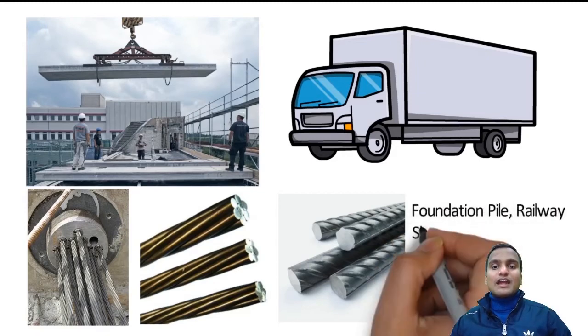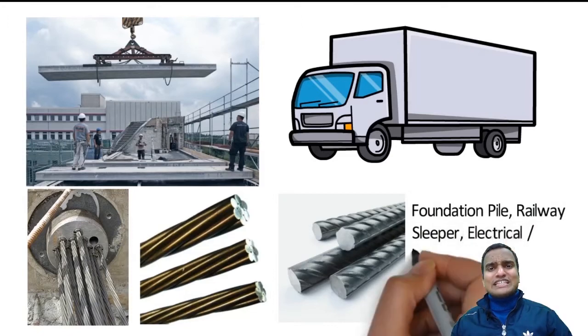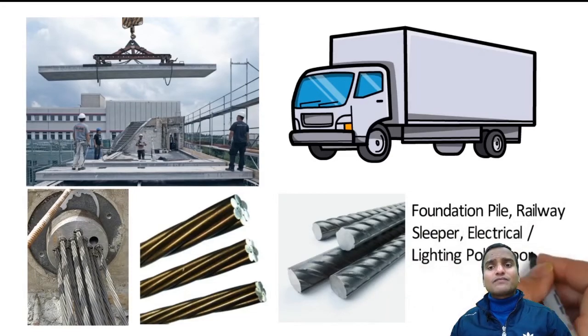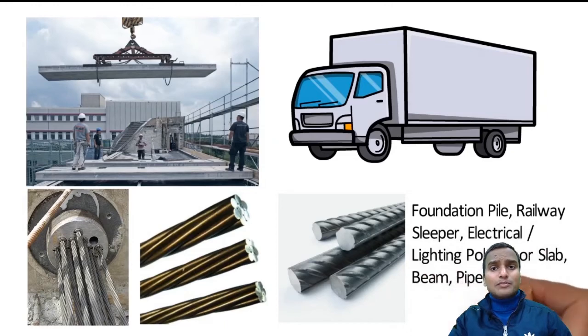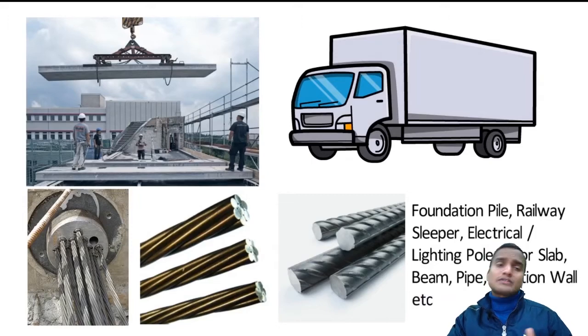We use pre-tensioned pre-stressed concrete in foundation piles, railway sleepers, the electrical or lighting poles you have seen, floor slabs, certain beams, pipes, or partition walls. All these elements are cast in the shop or the industries or at certain places, and then they are allowed to cure and set, and then they are transported to the site where they have to be installed.